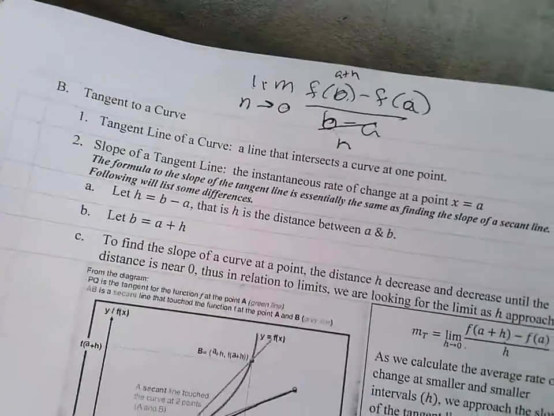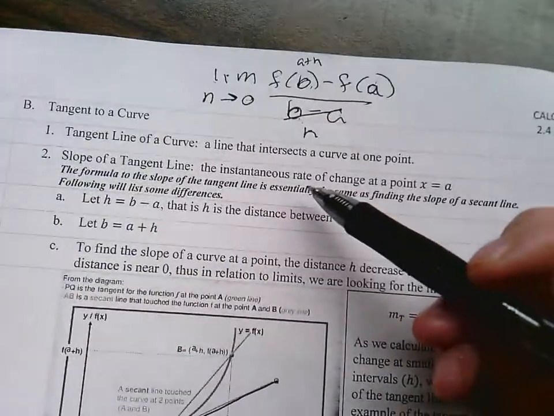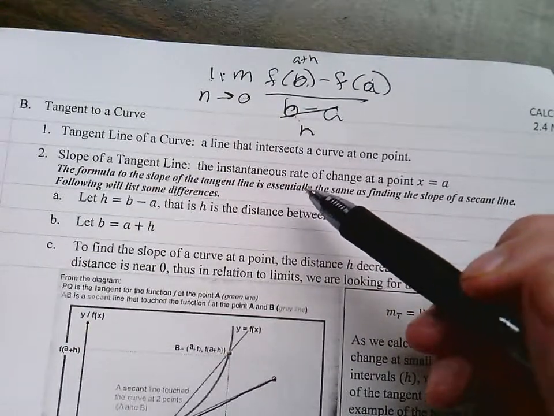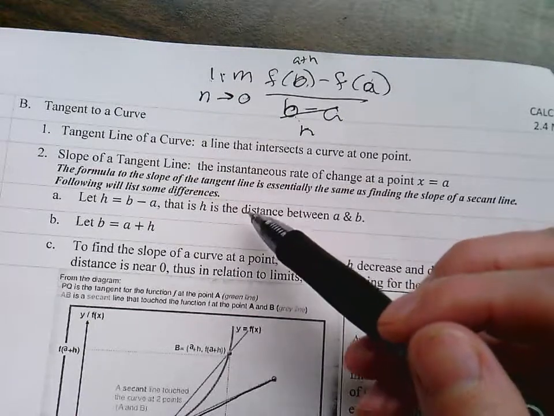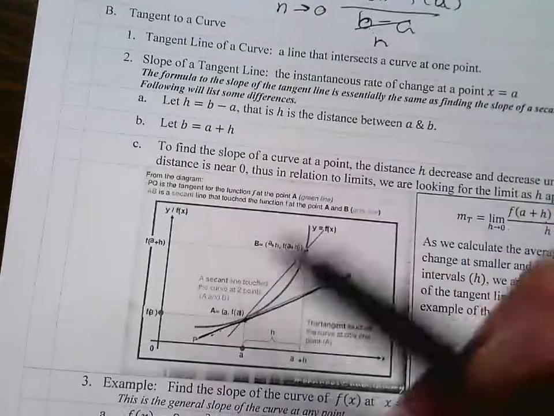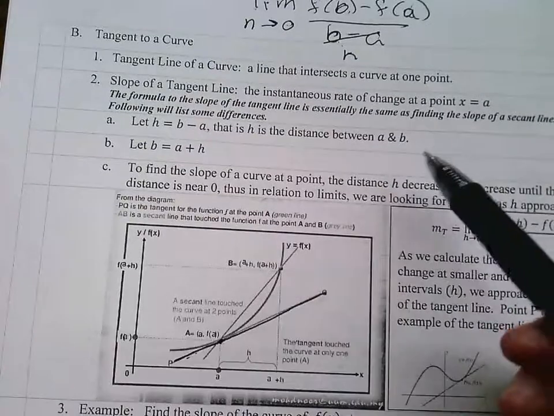Okay, so next we're going to be talking about tangent to a curve. The tangent line of a curve is a line that's going to intersect a curve at one point. So far in all your journey, you have not been able to find the slope of a curve at a point. Since what you just learned, you've only been able to find it using a secant to a curve. Well, now you can find it at a point.